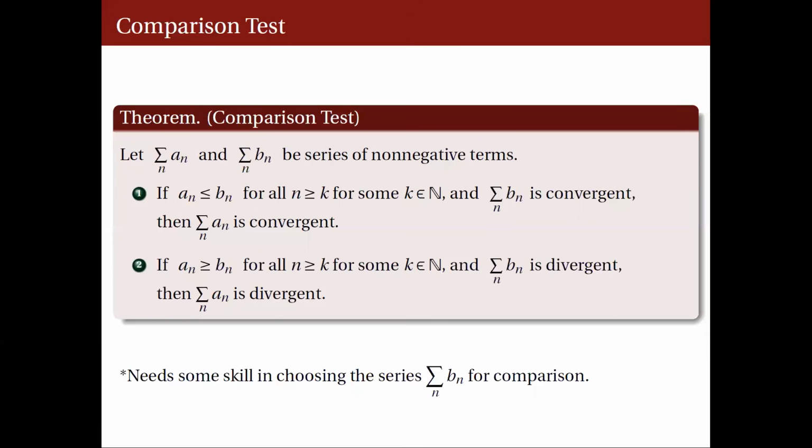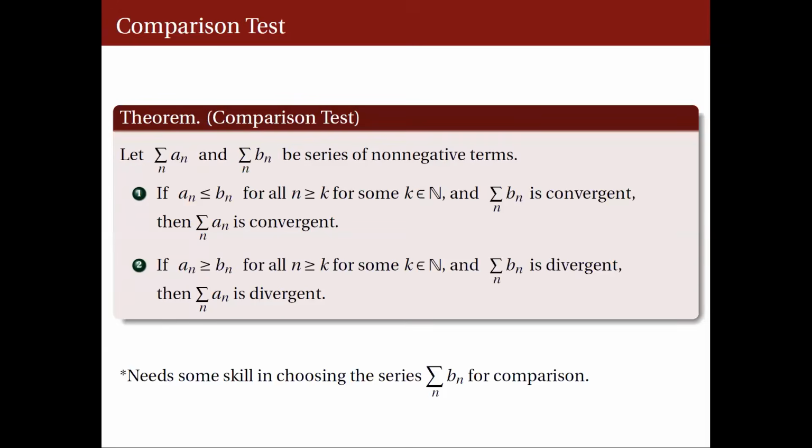Again, let summation of a sub n and summation of b sub n be series of non-negative terms. For case 1, if a sub n is less than or equal to b sub n for all n greater than or equal to k for some natural number k, and if the series of b sub n is convergent, then it follows that the series summation a sub n is also convergent.